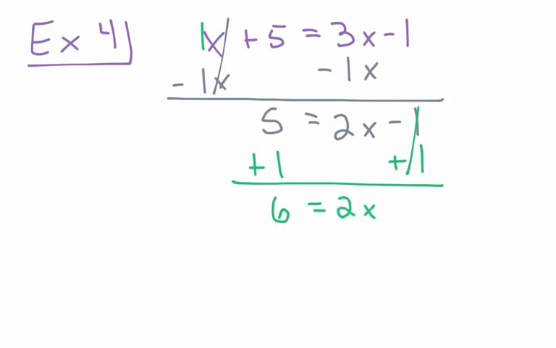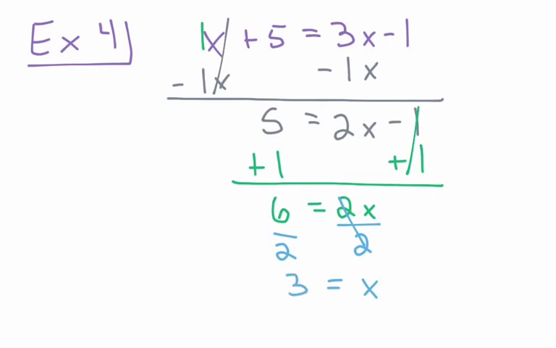And our final step then is to divide by the coefficient of the variable. So we're going to divide by 2. 2's cancel. And x is going to be equal to 3.